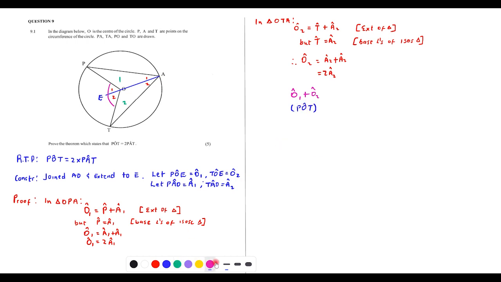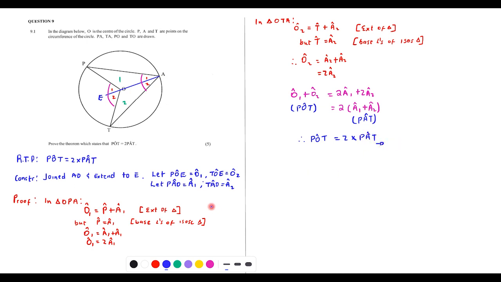Now this is equal to: the value for O1 is 2A1, and the value for O2 is 2A2. Here we can see there's a common factor, which is 2, leaving A1 plus A2. As you can see, A1 plus A2 is this part, but when combined it gives you PAT. Therefore we conclude that POT is 2 times PAT, and that is our answer.